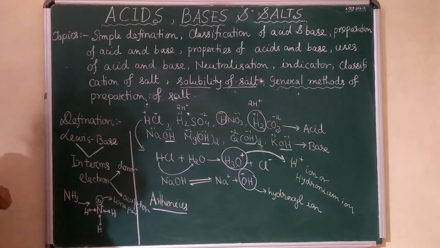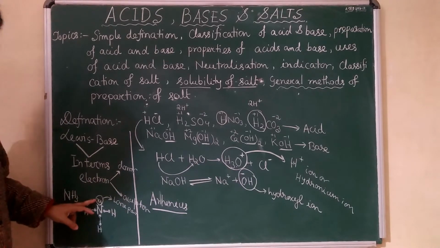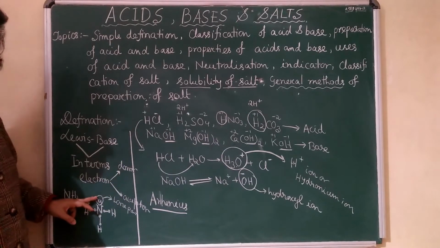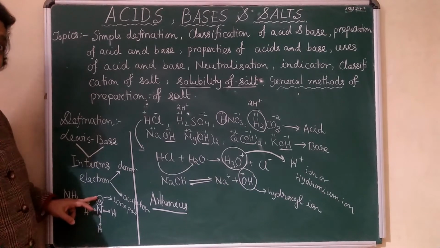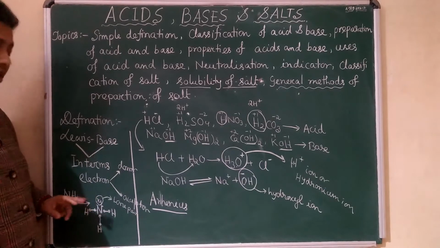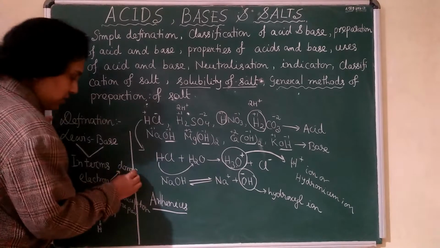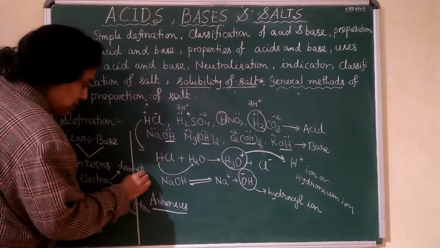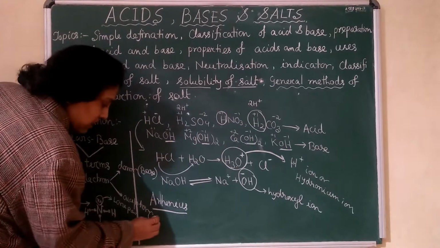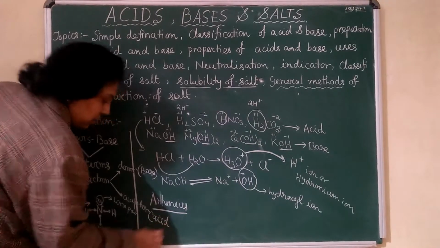Now this ammonia, as it has a lone pair of electrons, will donate electrons when it reacts with another compound that is electron deficient, whose octet is not complete. So by donating electrons, it becomes a base, and the one that accepts electrons will be the acid.